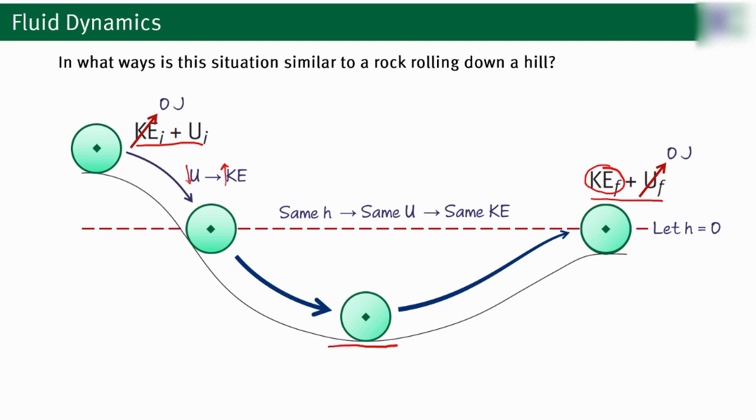We can let the final height be h equals 0, because when it comes to conservation of energy problems, the only thing that matters are the initial energies and the final energies. Whatever weird stuff might happen in between doesn't end up influencing the final result.